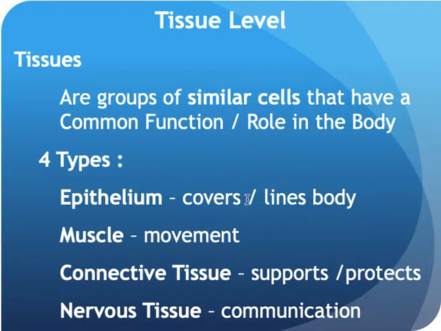my epithelium is going to cover and line parts of the body for me. My muscle is going to create movement. My connective tissue is going to support and protect, and my nervous tissue is going to be the way that my body communicates. Okay, and then we'll look at these in more depth, and we'll break them down into all the different types of epithelium, of muscle, of connective tissue, and so on.